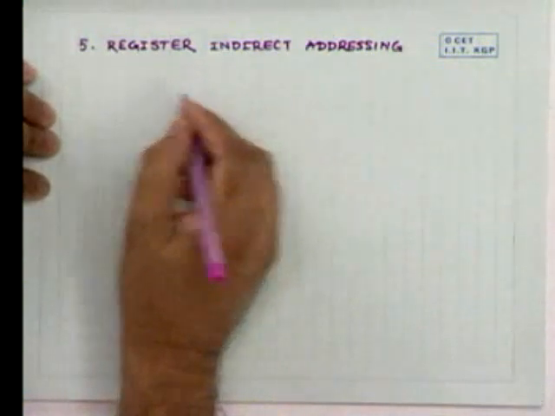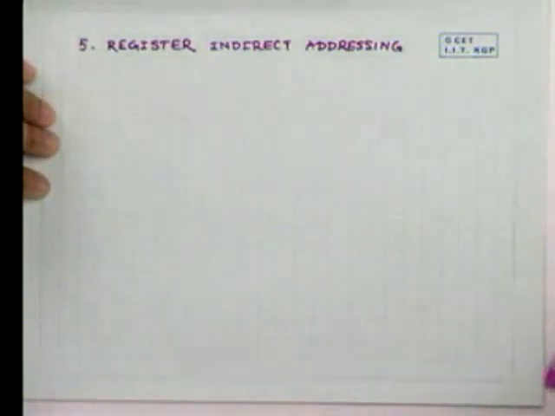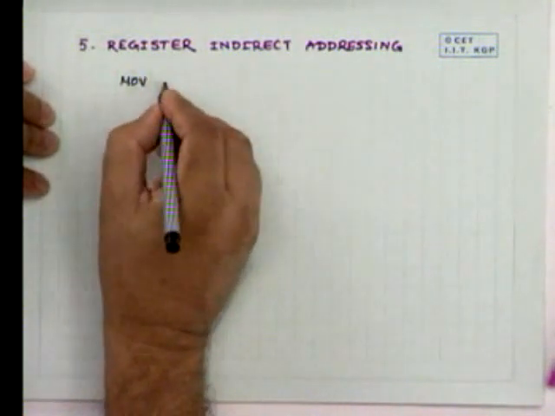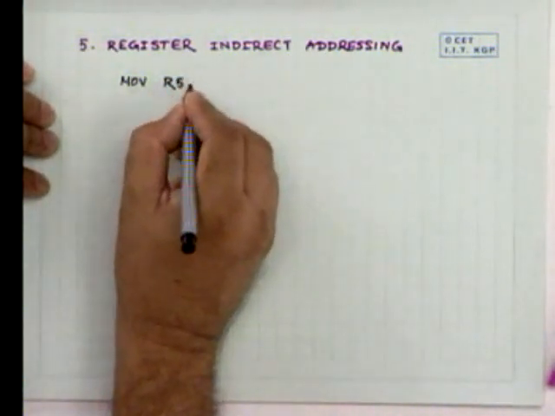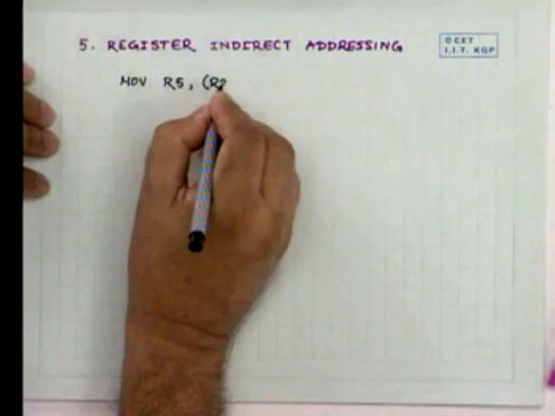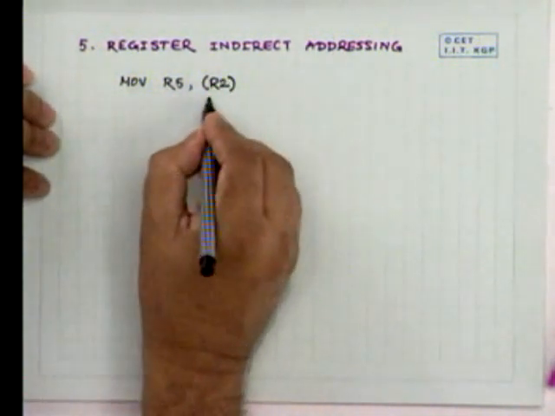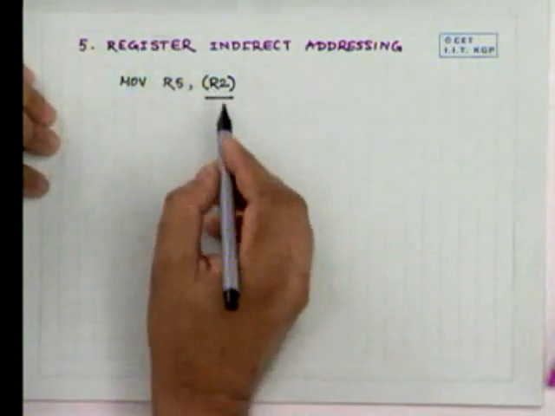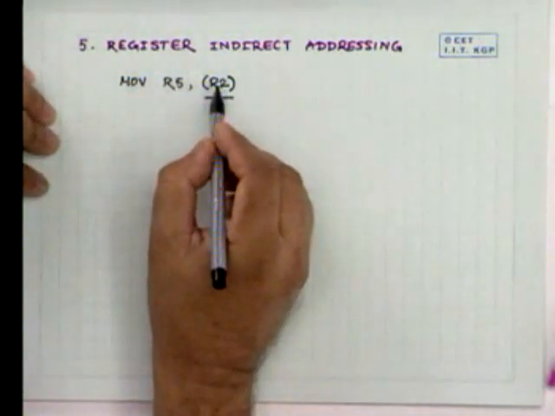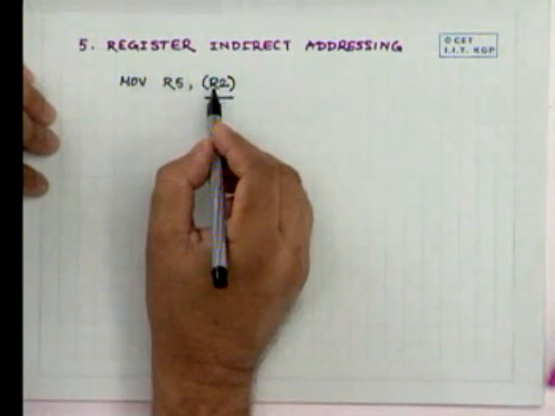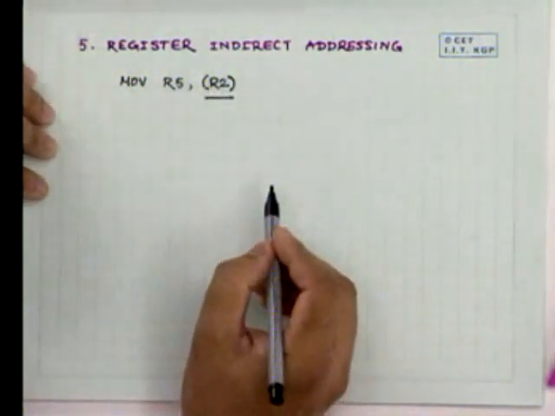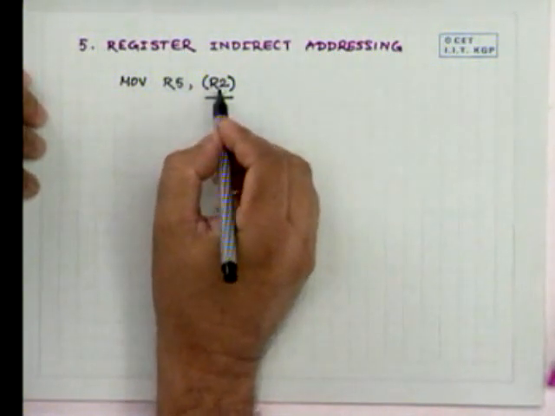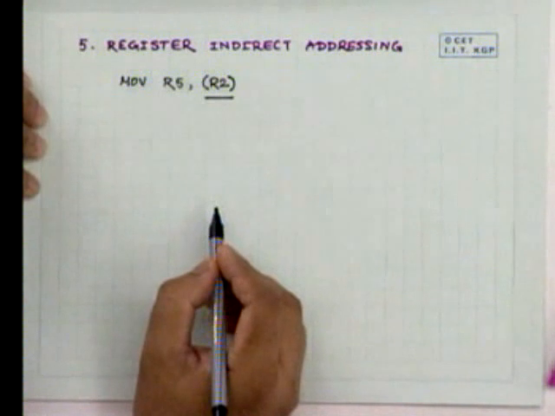Let us take an example. Say move R5, R2. Here the source is in register indirect addressing mode. Instead of the register R2 being the effective address, its content is the effective address, which means the content of R2 is not the operand, the content of R2 is the operand.